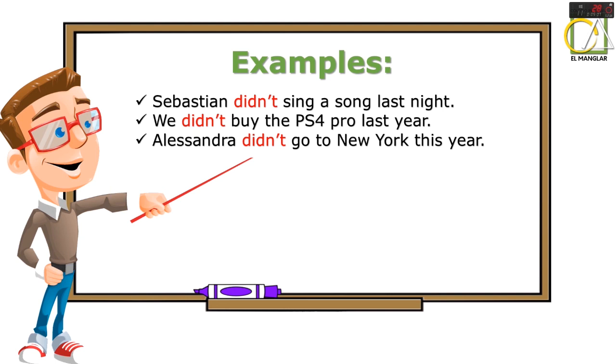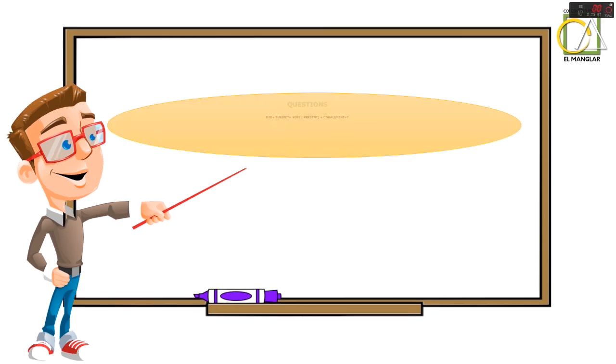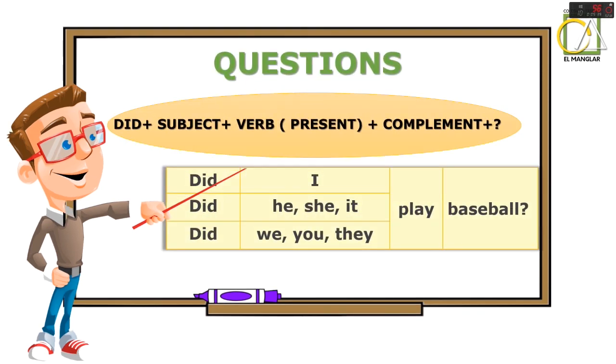Remember that when we write a negative sentence in simple past, we put the word didn't and the verb in present. For the questions, it's just the same. Did plus subject plus verb in present plus the complement.